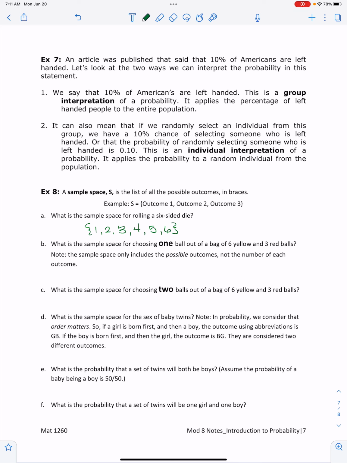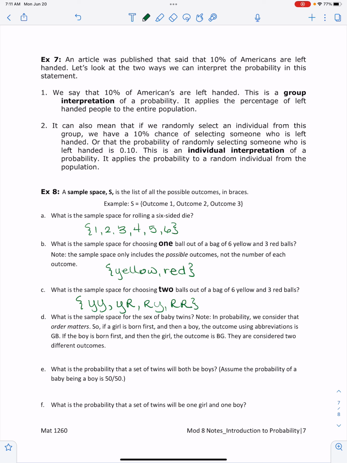That's it. What is the sample space for choosing 2 balls out of a bag of 6 yellow and 3 red? So I could choose yellow, yellow. I could choose yellow, red. I could choose red, yellow. And I could choose red, red. Notice I have at least 2 of each color, so I am not going to run out of a color. And those are our possibilities.